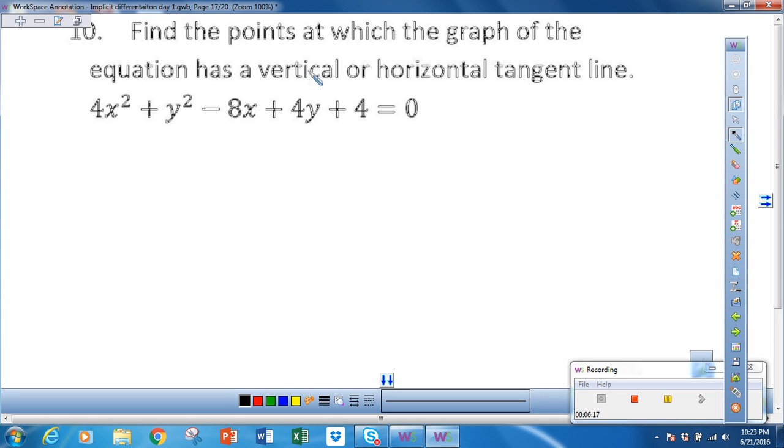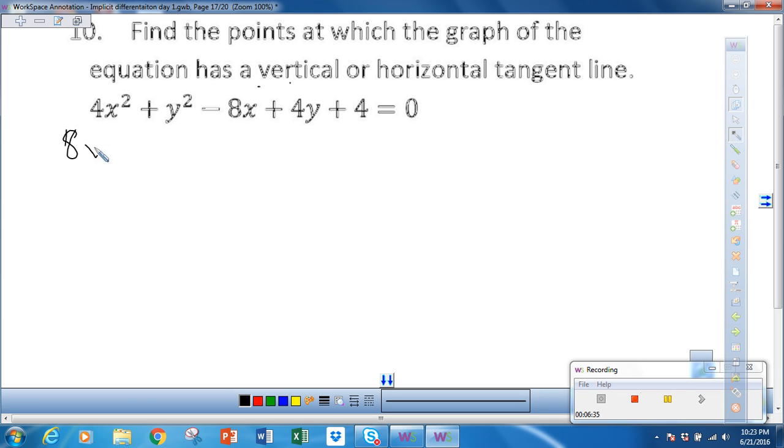Okay, so they want us to find an equation that has vertical and horizontal tangent lines. So we have to remember that a vertical tangent line occurs when the derivative is undefined. A horizontal tangent line occurs when the derivative is 0. So the first thing I have to do is find the derivative.